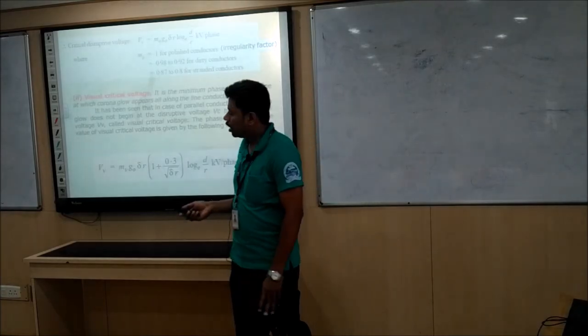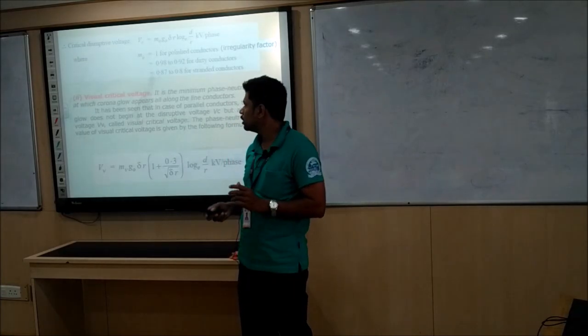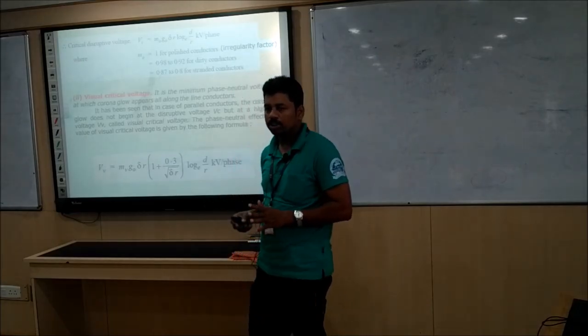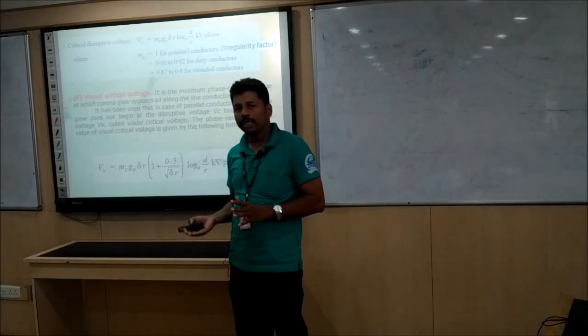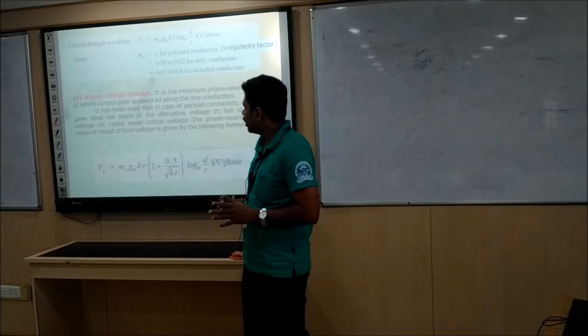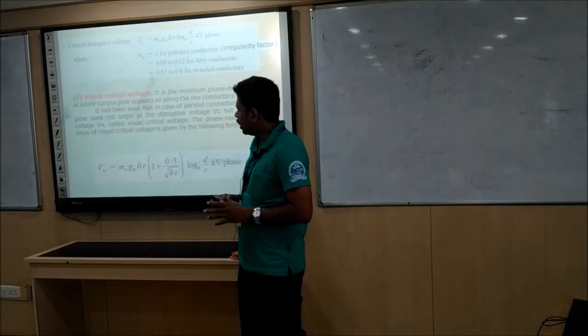Then using that formula, the surface also we discussed. The surface parameter is m naught, where m naught is equal to 1 for a polished surface. The dirtier the surface, the lesser the corresponding value. So like that I can say. So that is the critical disruptive voltage.